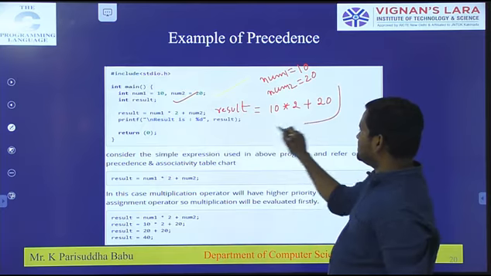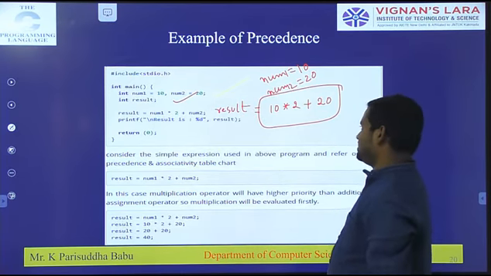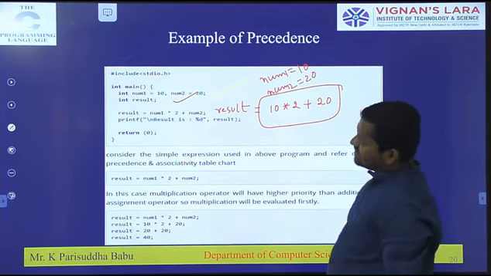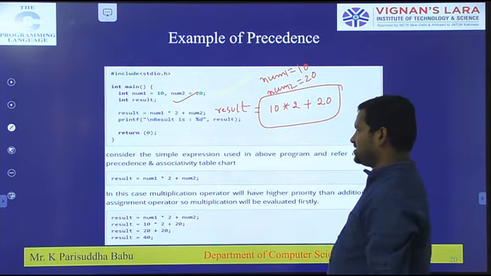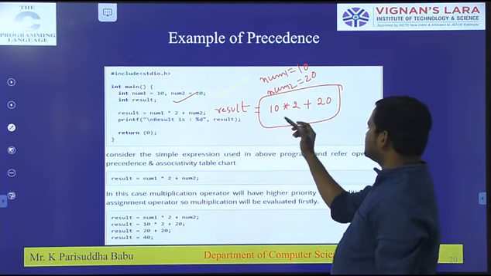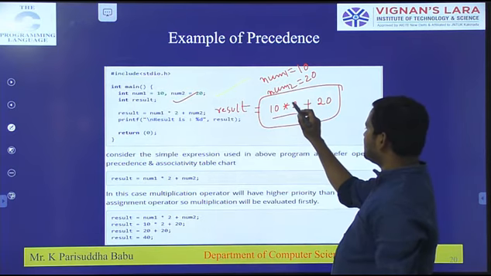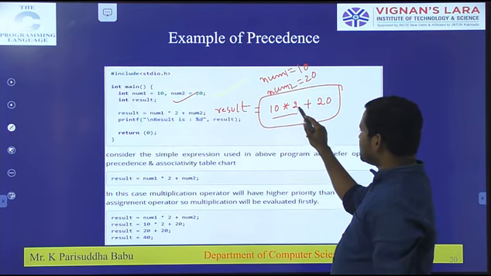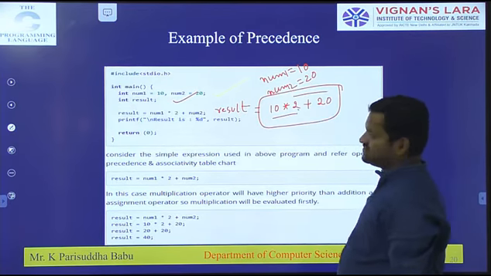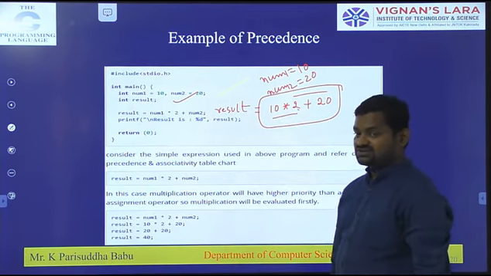See this expression: 10 into 2 plus 20. This expression contains two operators, the asterisk operator and the plus operator. So how does it evaluate? Does 10 into 2 evaluate first, or 2 into 20 evaluate first? It depends upon the given chart.